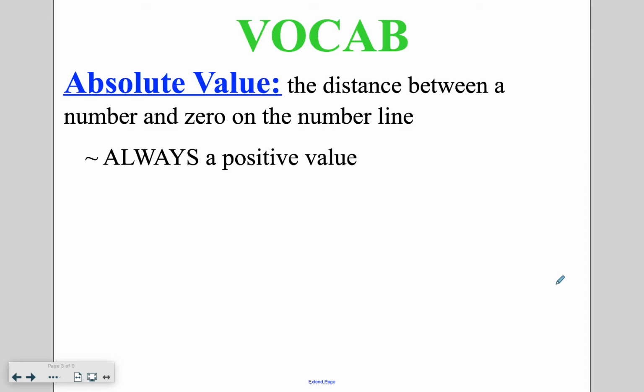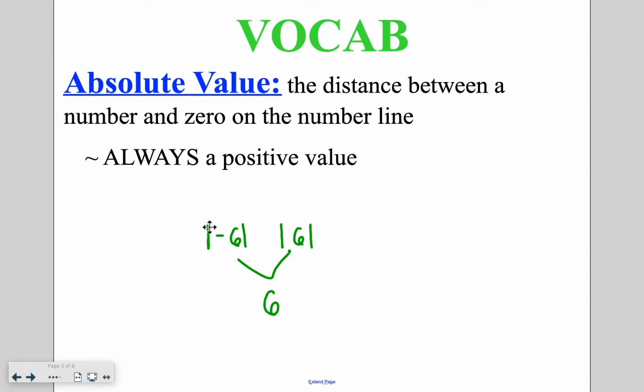First off, for some vocab, we have absolute value, which is the distance between a number and 0 on the number line. Absolute values are always positive. It is just asking us how far. The positive and negative tell us what direction. So, for example, -6 and +6 both have an absolute value of 6 because they are 6 spaces away from 0.